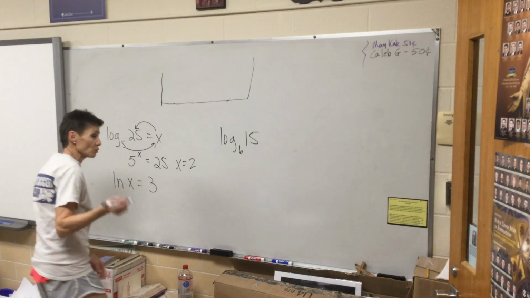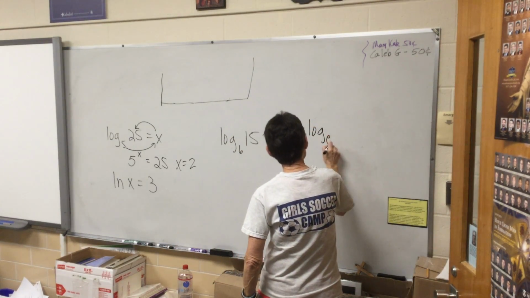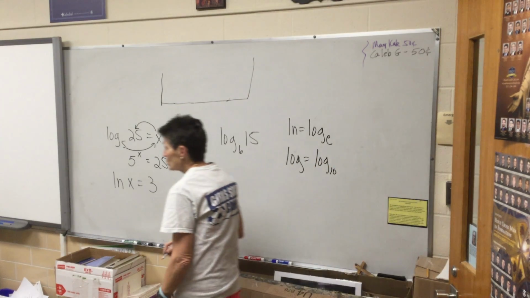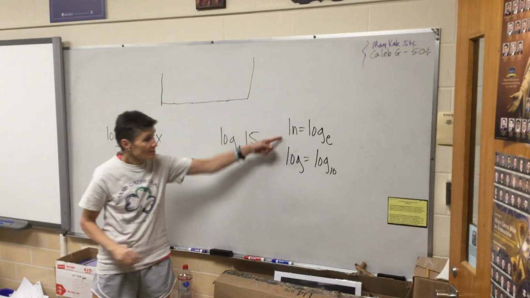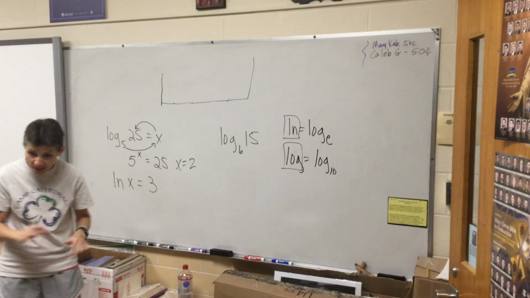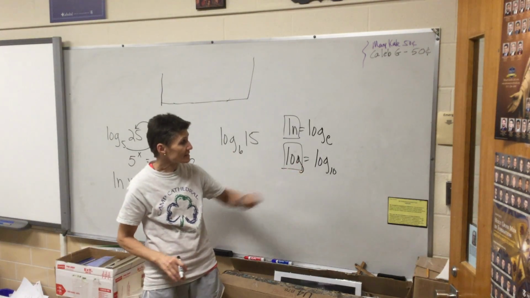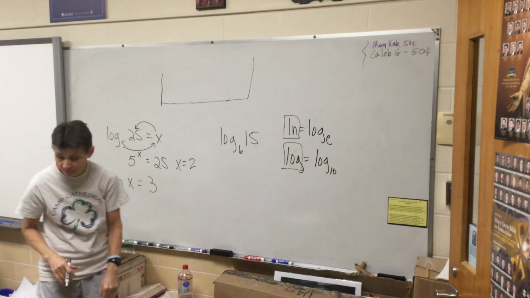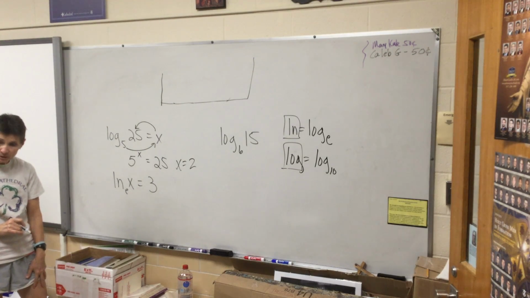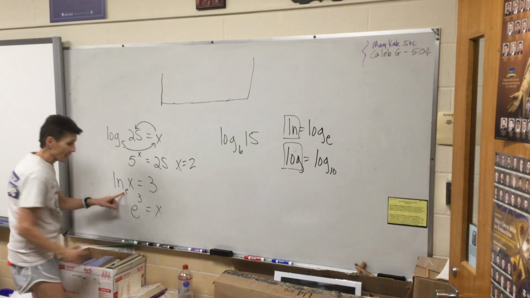So if you don't have this already written down, make a little note of it. ln is log base E. log is log base 10. Neither of these notations is going to have a base shown. You need to know that if it's log, the base is 10, and if it's ln, the base is E. So I'm just going to sneak a little E in here, and now I'm going to loop-de-loo. So E to the third equals X.